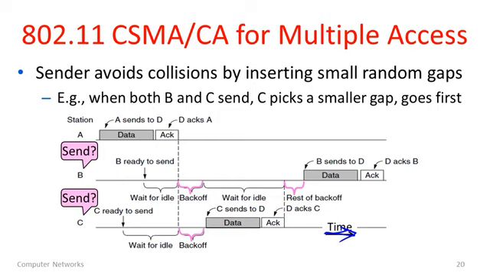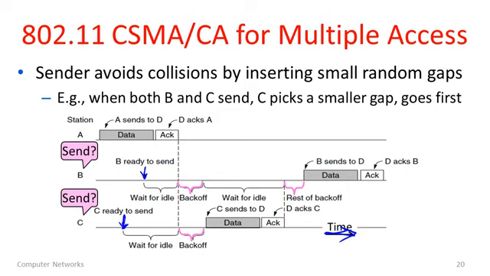Now let's suppose that B and C both want to send while A is sending. You can see here, B is ready to send its packet, but it uses CSMA, it senses the medium and it hears A. A must be talking to the AP or something. Similarly, C became ready to send while A was sending. It heard A. So both B and C are waiting to send.